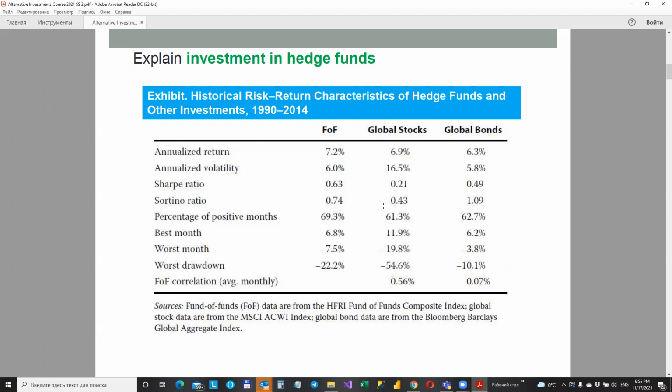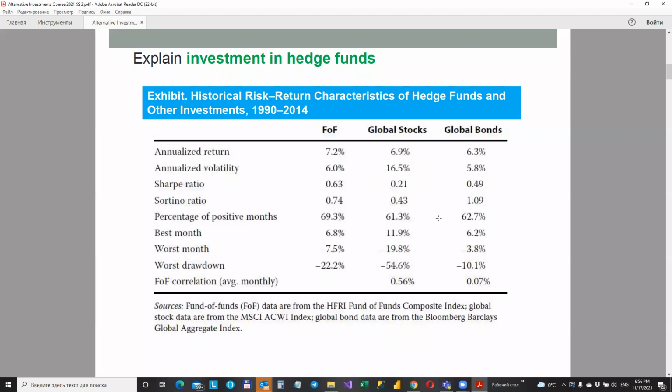Sorry, no, this one. The worst drawdown, or period of largest cumulative negative returns, for hedge funds and global equities began in 2007 and ended in 2009. So you can see the Sharpe ratio is pretty good for funds of funds and global bonds, but the Sortino ratio is less attractive for funds of funds than for global bonds.